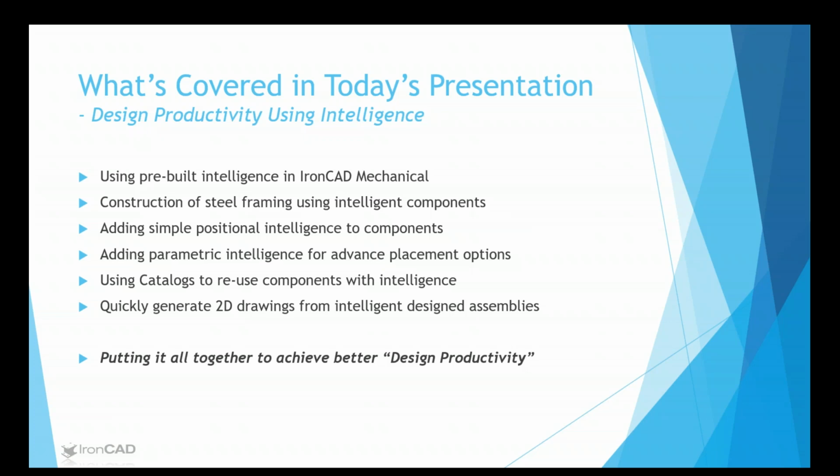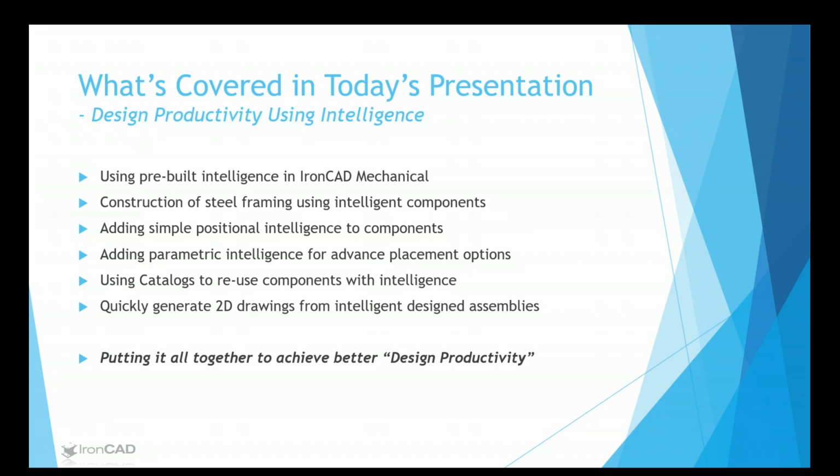You can extend that to add parametric intelligence and constraint intelligence by simple drag and drop capabilities, and we'll show how easy it is to add that advanced intelligence during this presentation. All the intelligence you add to your components is easily reused in our catalogs by simply dragging those components with intelligence into a catalog, then dragging and dropping them out to reuse in any of your designs. And we'll show you how to use that today.